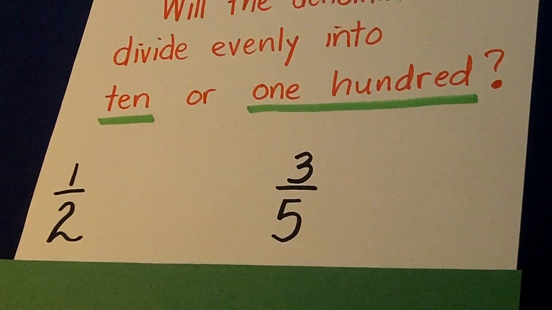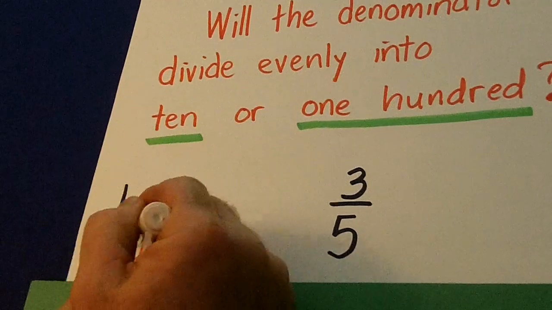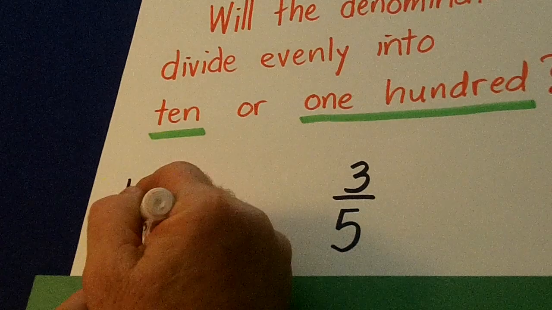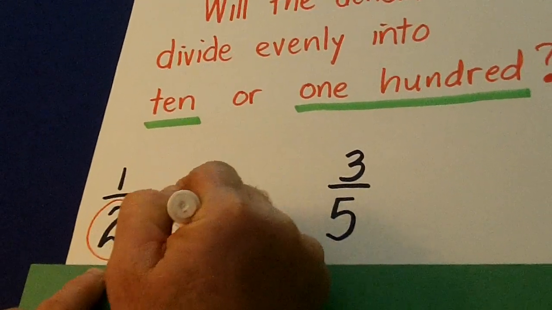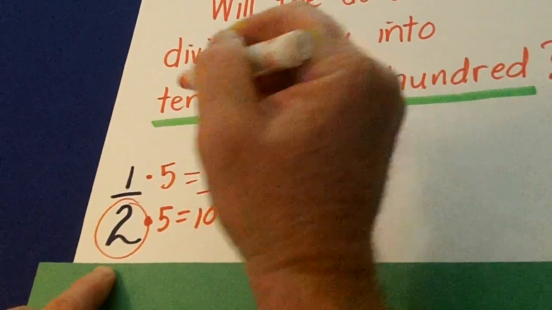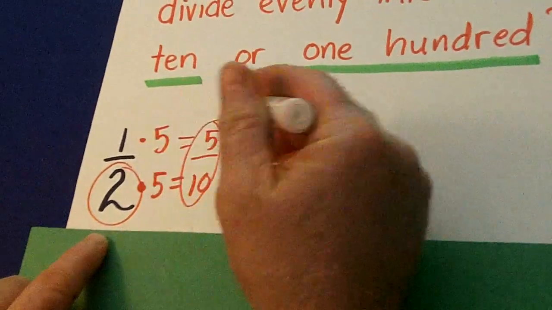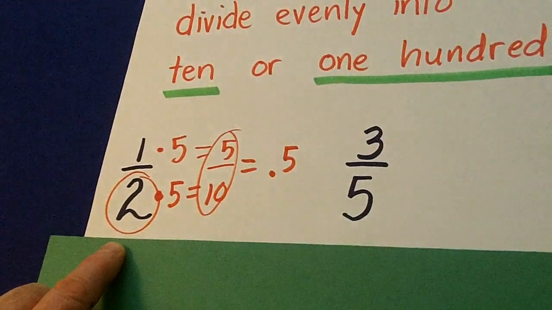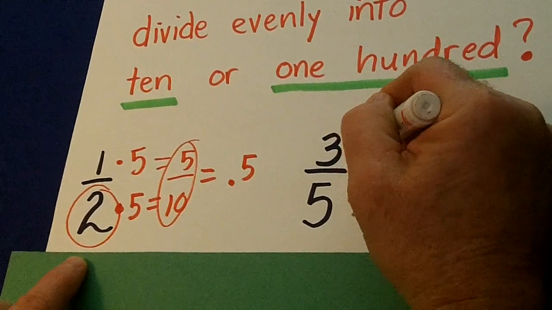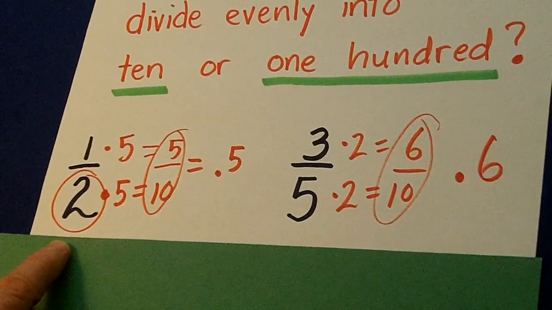Okay, let's think about this. Can 1/2, does the 2 divide evenly into 10? 2 times 5 is 10. Now do the same thing up on top. 1/2 is equal to 5/10. Now, you say this to yourself, 5/10. Well, there's 5/10. 3/5. 5 times 2 is 10. Do the same thing on top. We get 6/10. Say it to yourself, 6/10. There's 6/10.